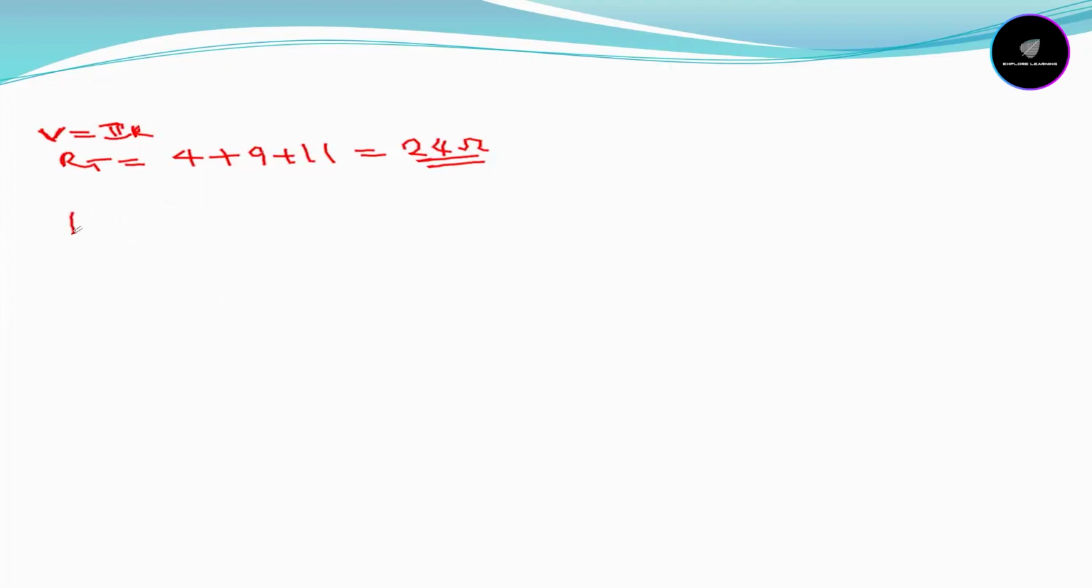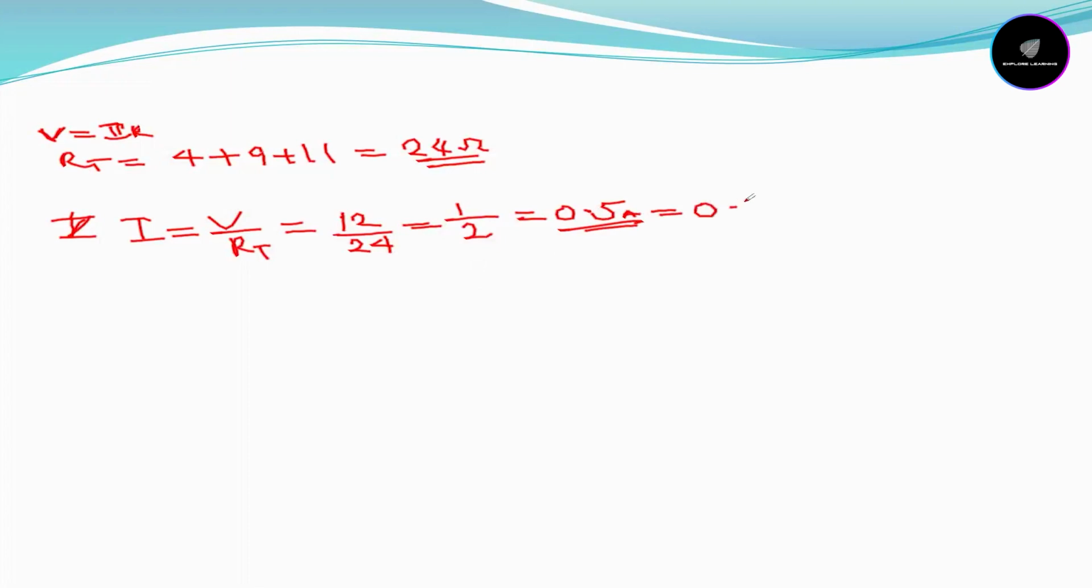So in that case, I equals V divided by the total resistance. We have been given V as 12 volts, divided by 24, which will give us 0.5 amp. So once you've done that, it becomes easy for us to calculate V2.